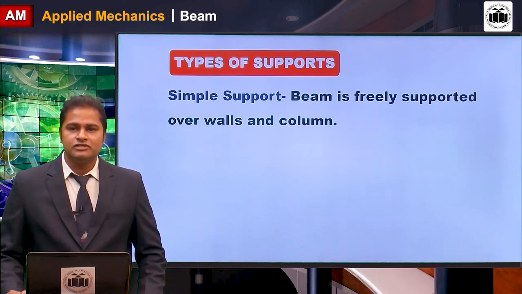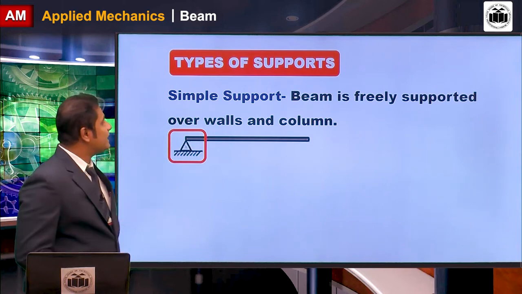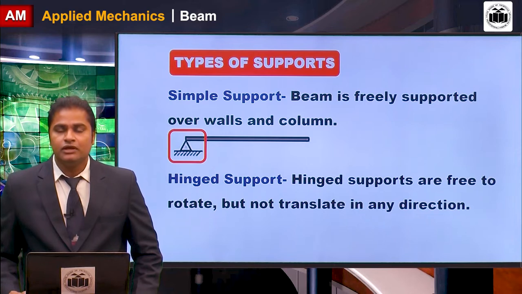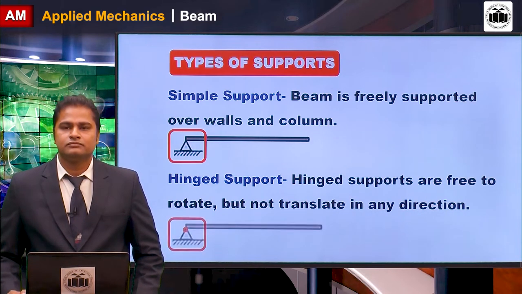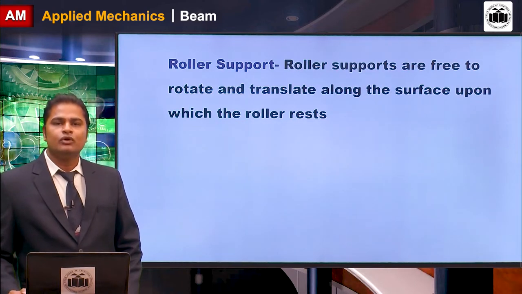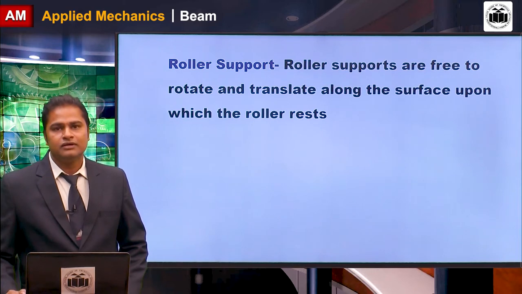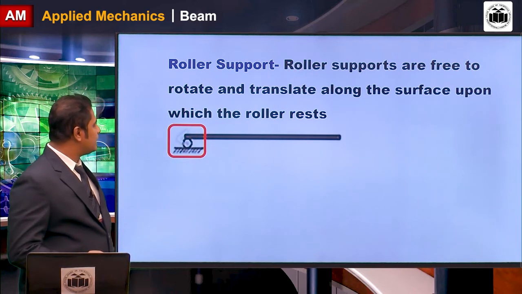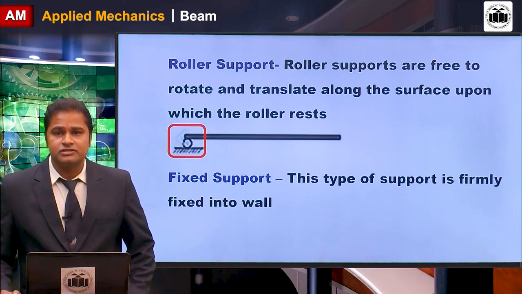Types of supports. First support is simple support. In the figure shown, this type of support is known as simple support, which is freely supported over wall and column. Hinge support. Hinge supports are free to rotate but not translate in any direction. In the diagram, this point shows the hinge support. Roller support. Roller supports are free to rotate and translate along the surface upon which the roller rests. The diagrammatic representation of roller support is in this pattern. A roller is provided at the end of that particular beam. The support is known as roller support. Fixed support. This type of support is firmly fixed into wall.